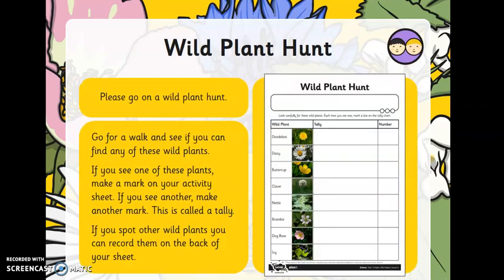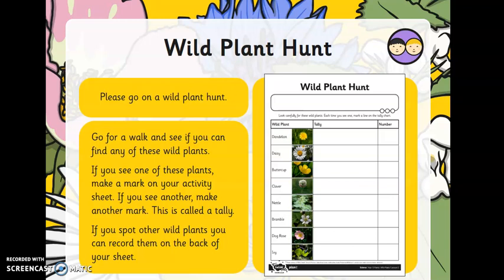So your work today is, if it's not raining, I'd like you to go on a wild plant hunt, either in your garden or maybe go to your nearest park, or save this for the weekend. So go for a walk and see if you can find any of these wild plants. If you see any of these plants, make a mark on the activity sheet. If you see another, make another mark. This is called a tally. If you spot other wild plants, you can record them on the back of your sheet.